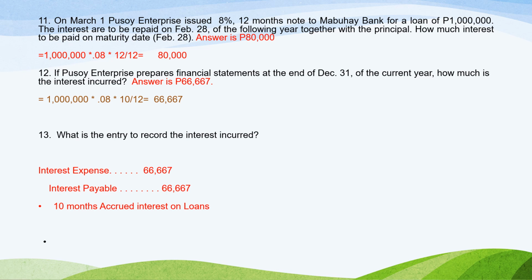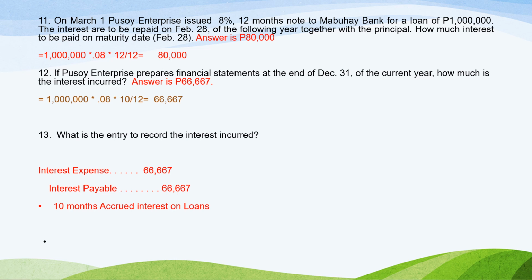In number 12, if Pusoy Enterprise prepares financial statements at the end of December 31, how much is the interest incurred? So the interest incurred is from March 1 until December 31. Counting it, March 1, April 1, May 1, June 1, up to December 31, that is 10 months. So 1 million times 8% times 10 over 12, that is 66,667 of interest incurred.